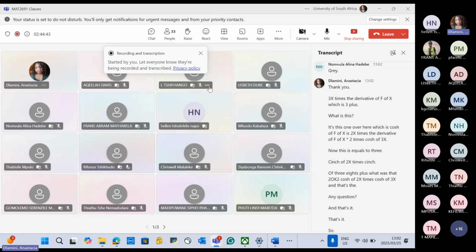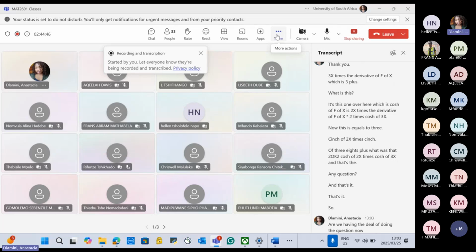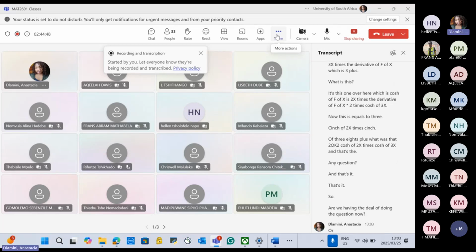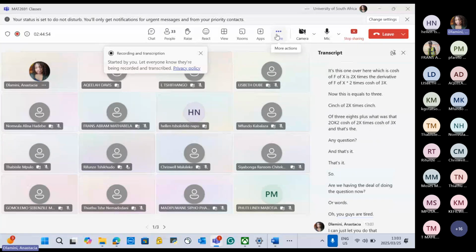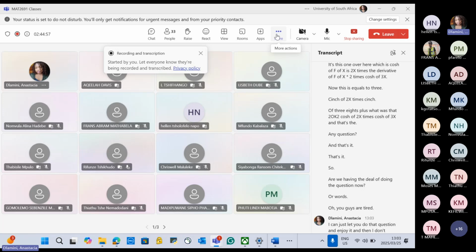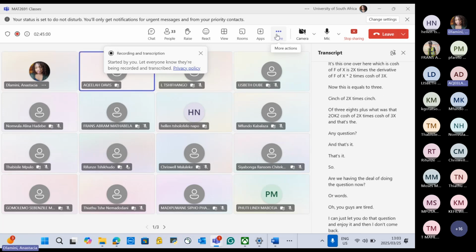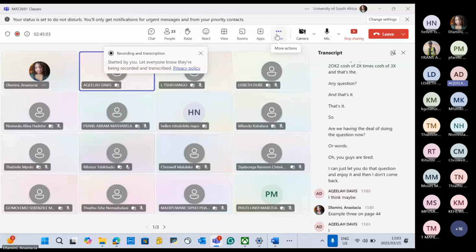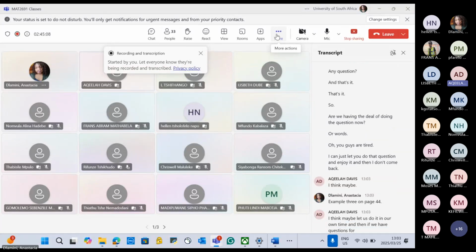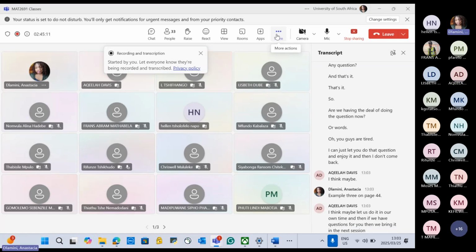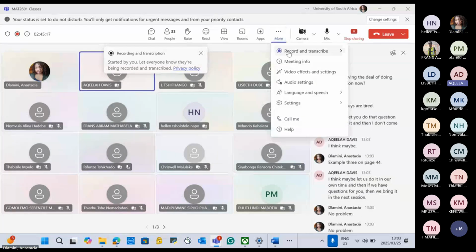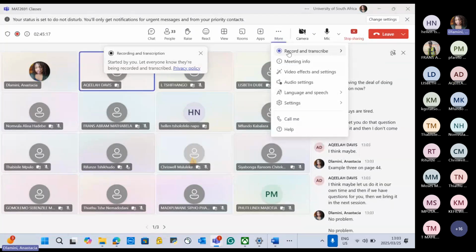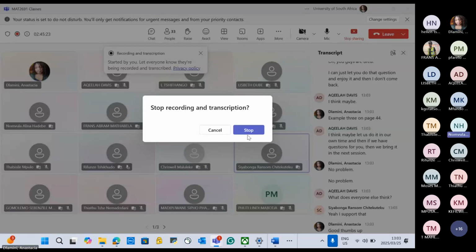Are we having the deal of doing the question now or not? Or you guys are tired? I can just let you do that question and enjoy it, and then I don't come back. Example 3 on page 44. I think maybe let us do it in our own time, and then if we have questions for you, we bring it in the next section. No problem. What does everyone else think? Yeah, thumbs up. I support that.